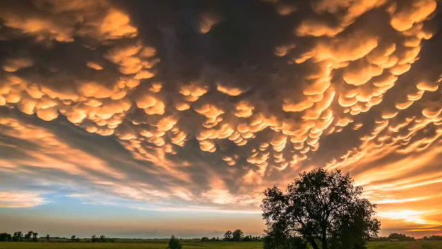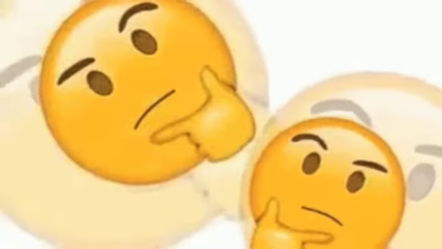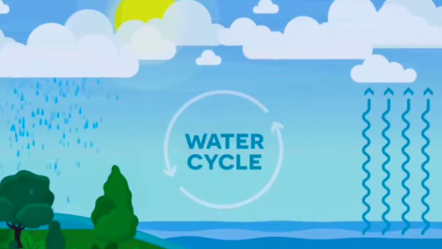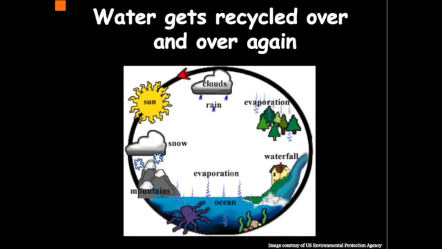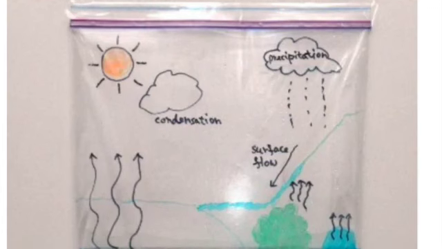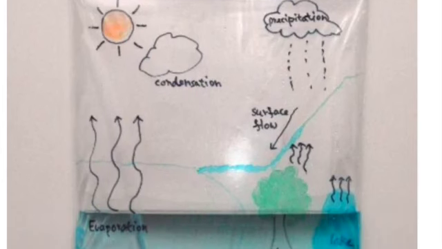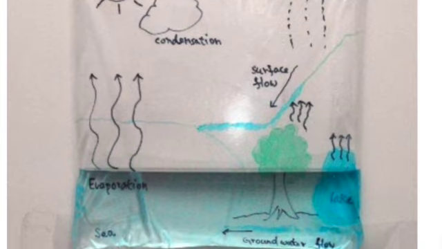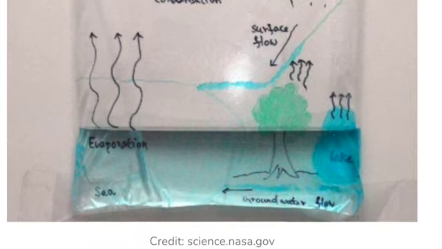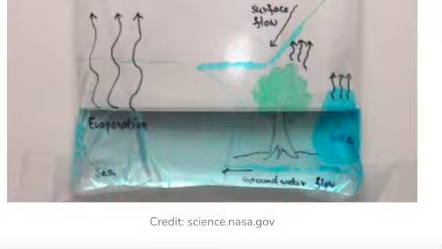Have you ever wondered how clouds are made? Well, that's a great question. Clouds are created by the water cycle, which shows the different changes that water goes through, as well as how Earth's water moves. So for today's activity, we're actually going to get to make our own clouds with the use of this homemade model of the water cycle that we are going to make ourselves out of a Ziploc bag.